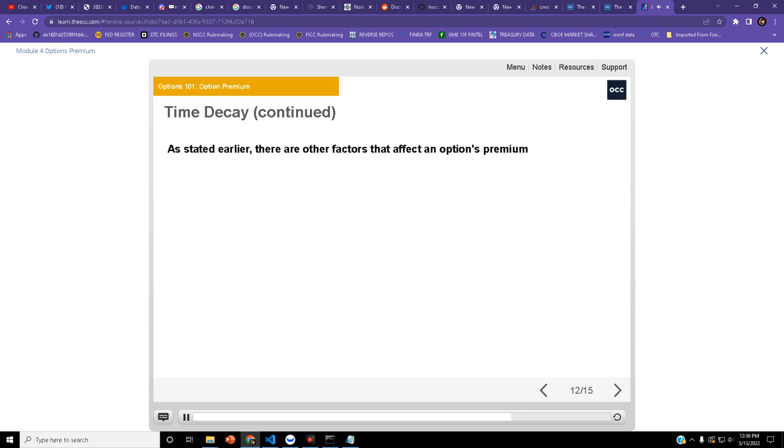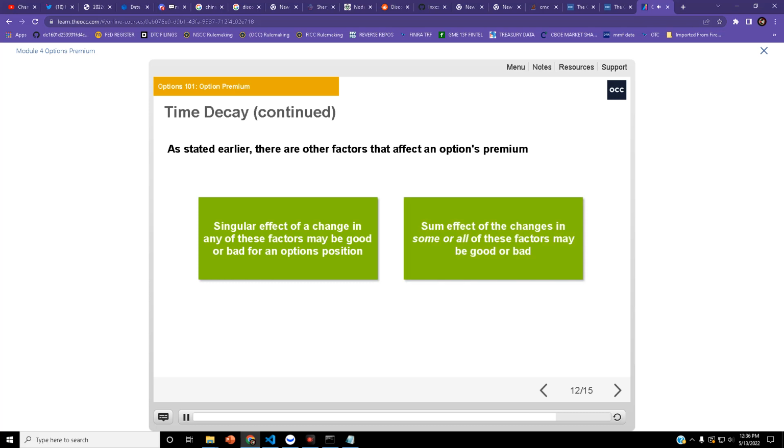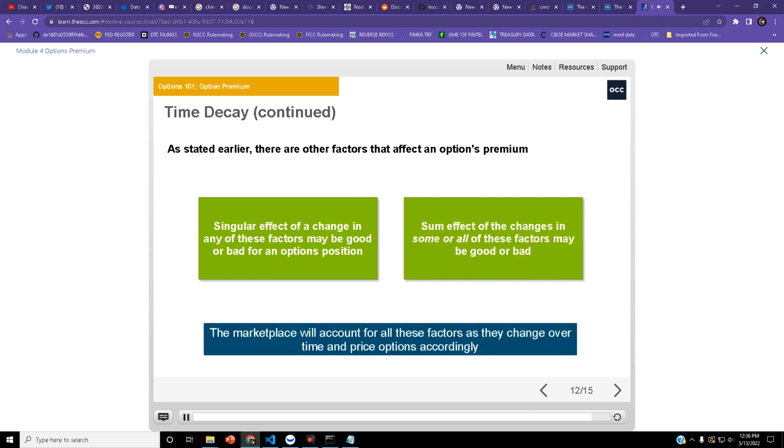As stated earlier, there are other factors that affect an option's premium. The singular effect of a change in any of these factors may be good or bad for an options position, and the sum effect of the changes in some or all of these factors may be good or bad. Option pricing is a dynamic process. The marketplace will account for all these factors as they change over time and price options accordingly.